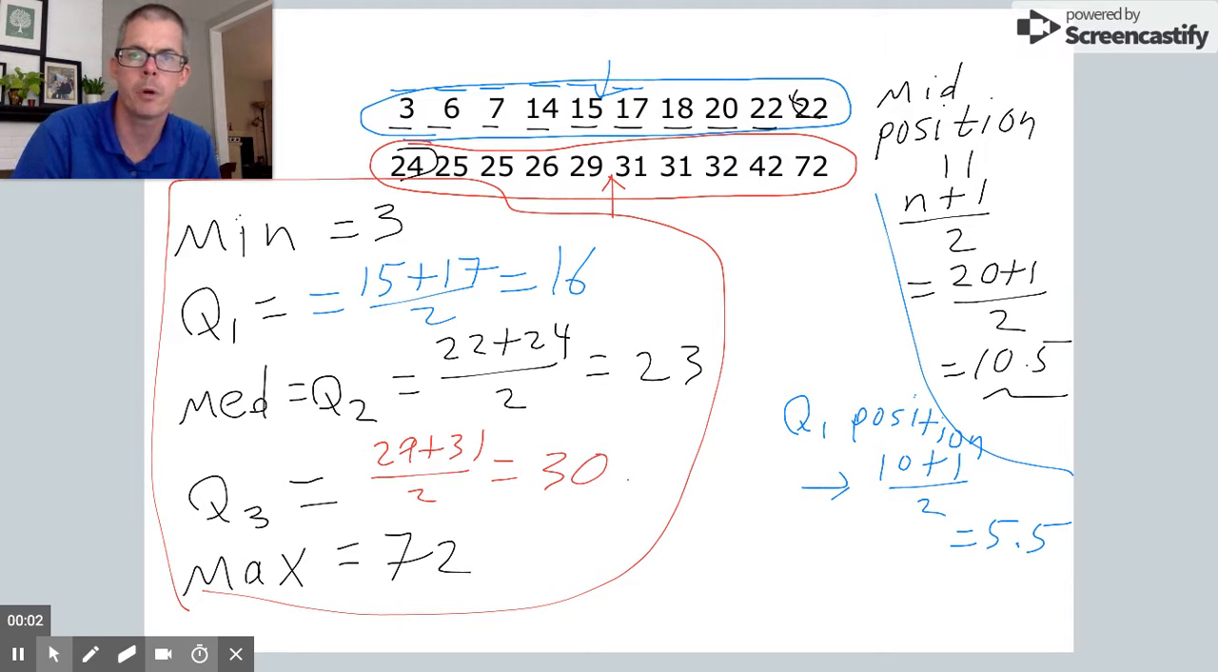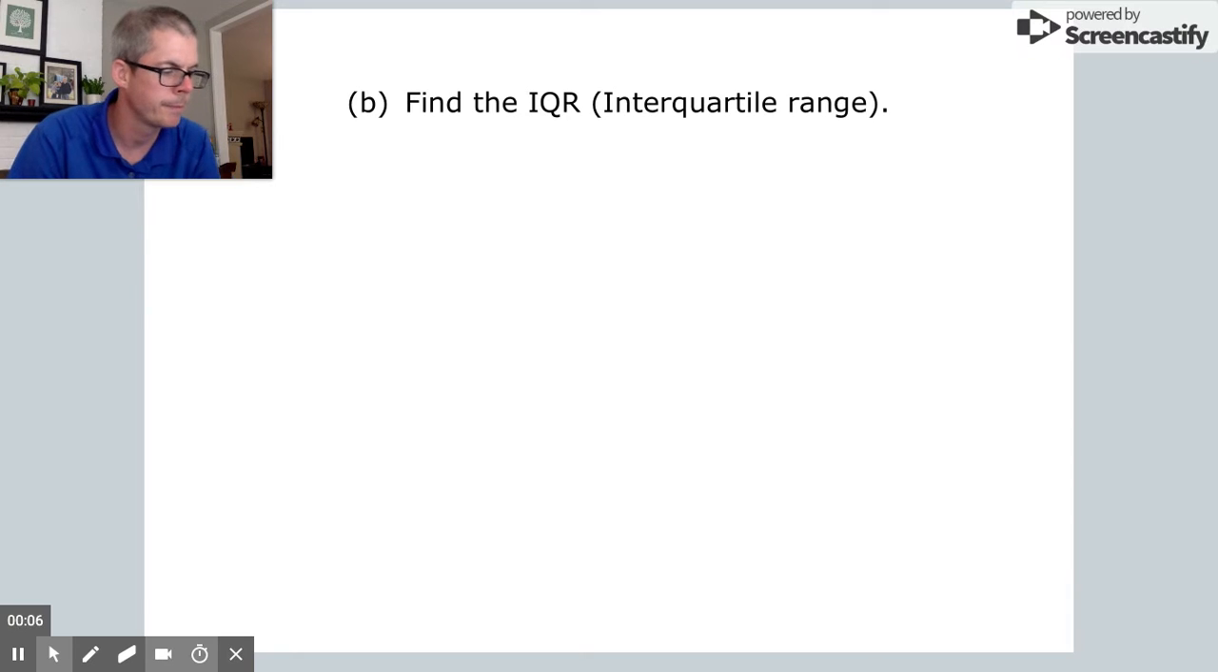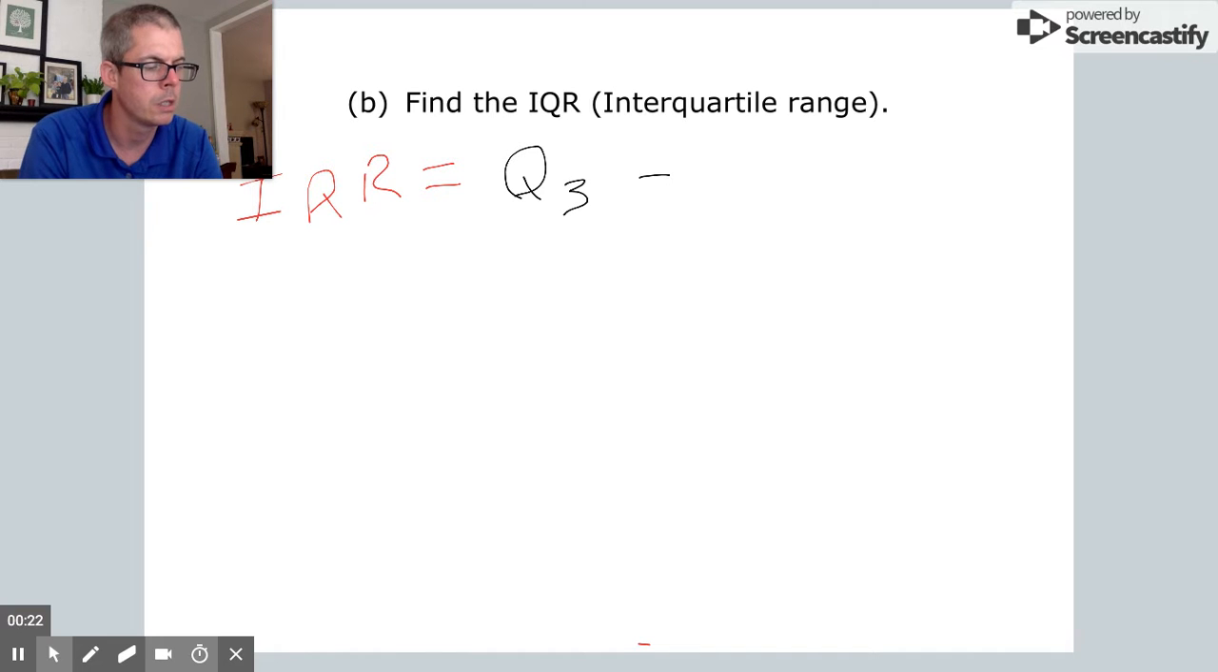All right, moving on to part B. So in part B, they ask you to find the IQR, that's called the interquartile range. The IQR is the difference between Q3 and Q1.